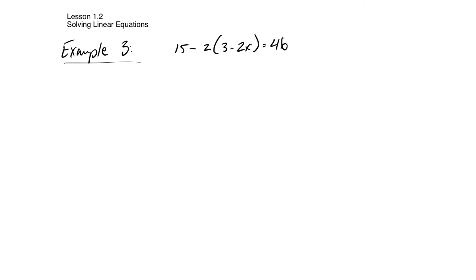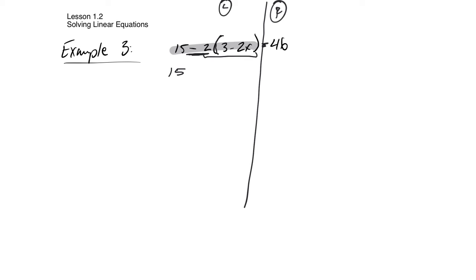Example number 3. Write this down in your notes. Draw the line, separate the left side from the right side. My line's a little crooked. This looks complicated here, but it will be fine. 15 minus 2 times parentheses 3 minus 2x, close parentheses, equals 46. First, let's take care of these parentheses. So I have 15. This is a negative 2. This minus belongs to the 2. Okay, just want to point that out.